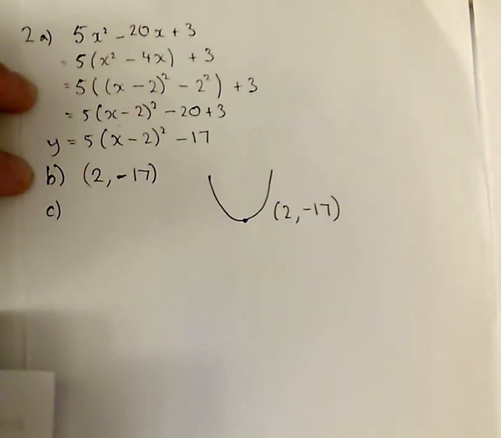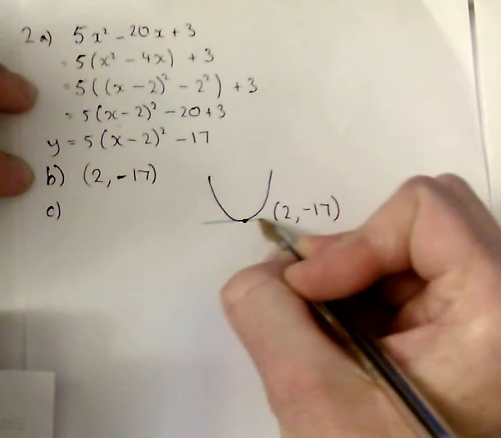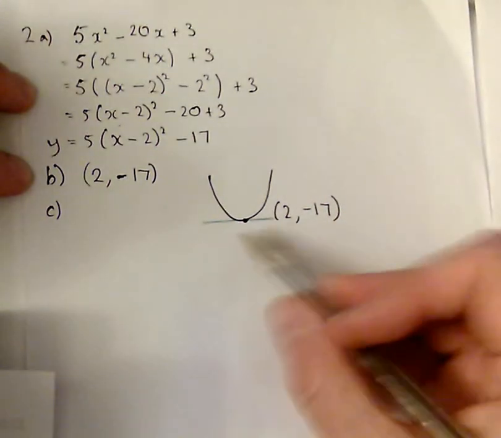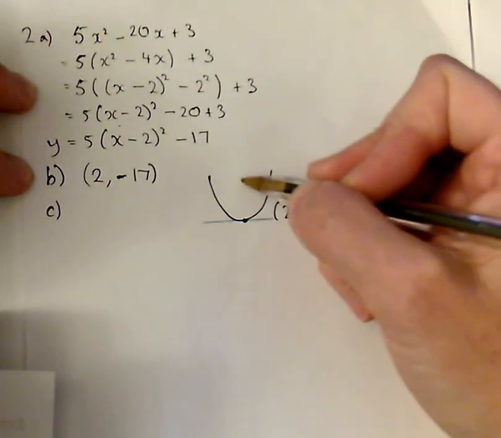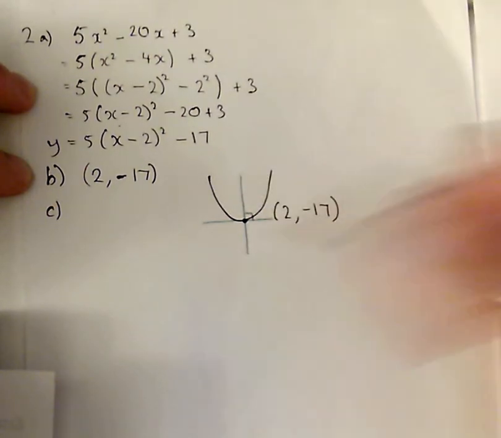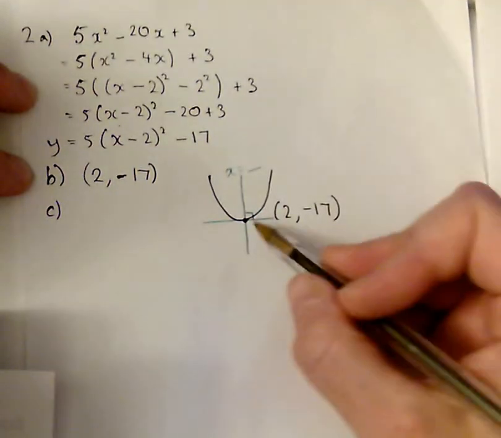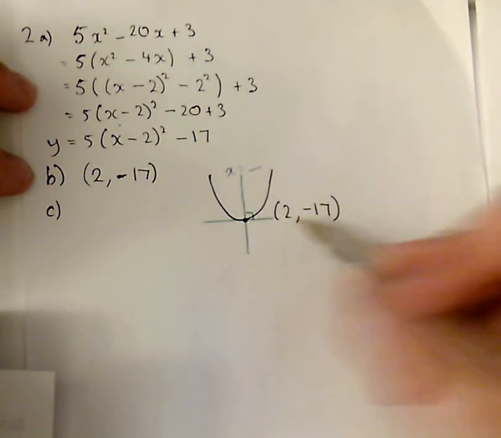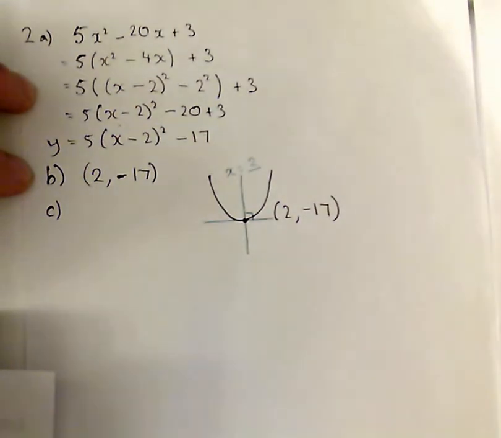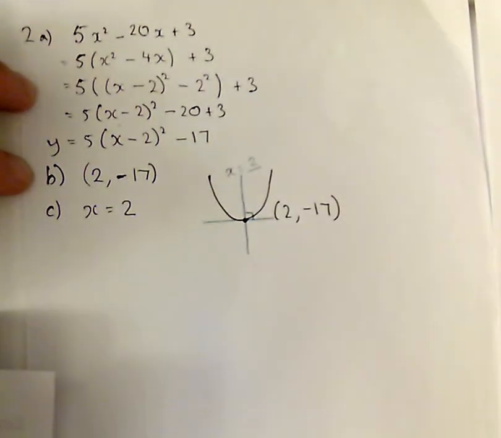And remember, a normal is perpendicular to a tangent, so I'm going to sketch the tangent, which will be horizontal at that minimum point, and so the normal is the vertical line running through that minimum point. The vertical line always has an equation x equals a number, and it's going through where x is 2. So that means our equation of our normal is x equals 2. And that's it.